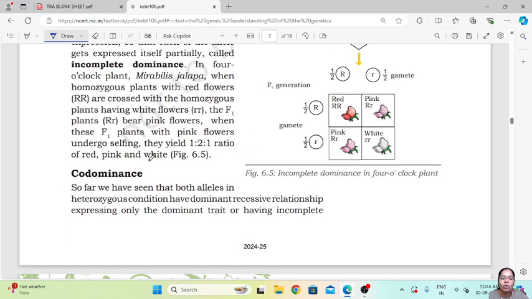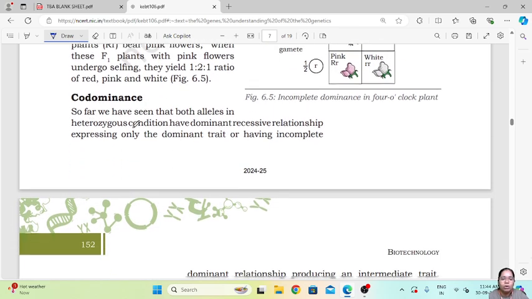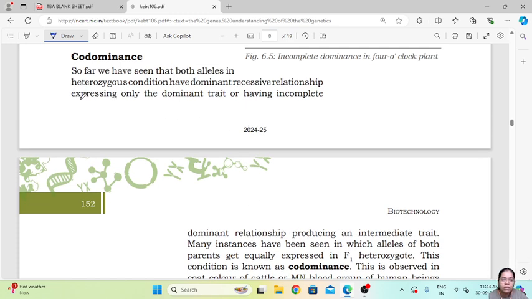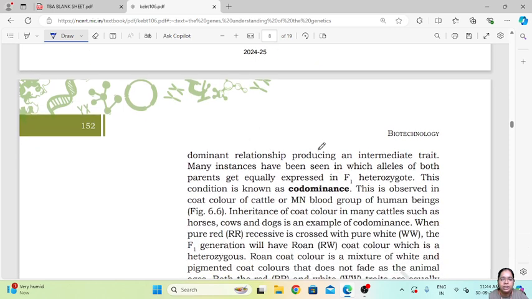Now we will see codominance. What is codominance? The heterozygous condition has a dominant recessive relationship expressing only the dominant trait, or an incomplete dominant relationship producing an intermediate trait. But many instances have been seen in which the alleles of the parents get equally expressed in F1 heterozygotes, and this is called codominance.